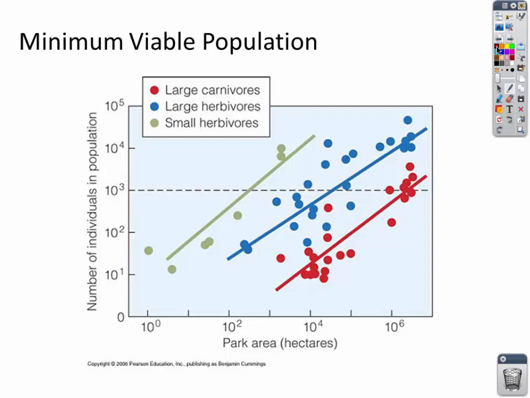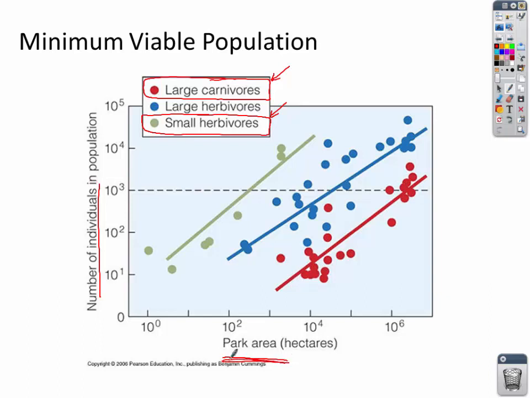And this graph does a good job of displaying this concept. And so let's go through this real quick. And we're going to be concerned with the large carnivores and the small herbivores. All right, so what you have here is predator and prey. Along the x-axis we have a park area, and along the y-axis you have your number of individuals in a population. How many do you need? The minimum population. All right, the minimum viable population.